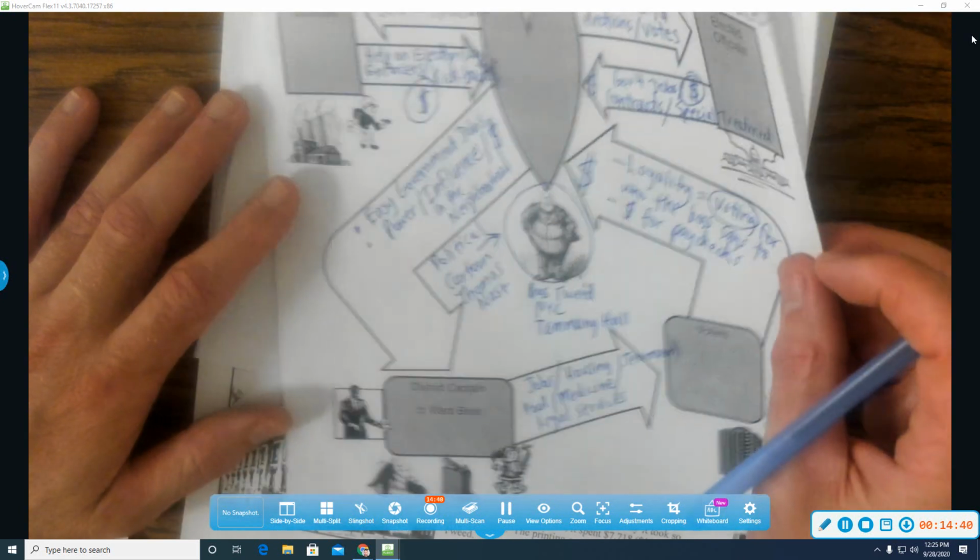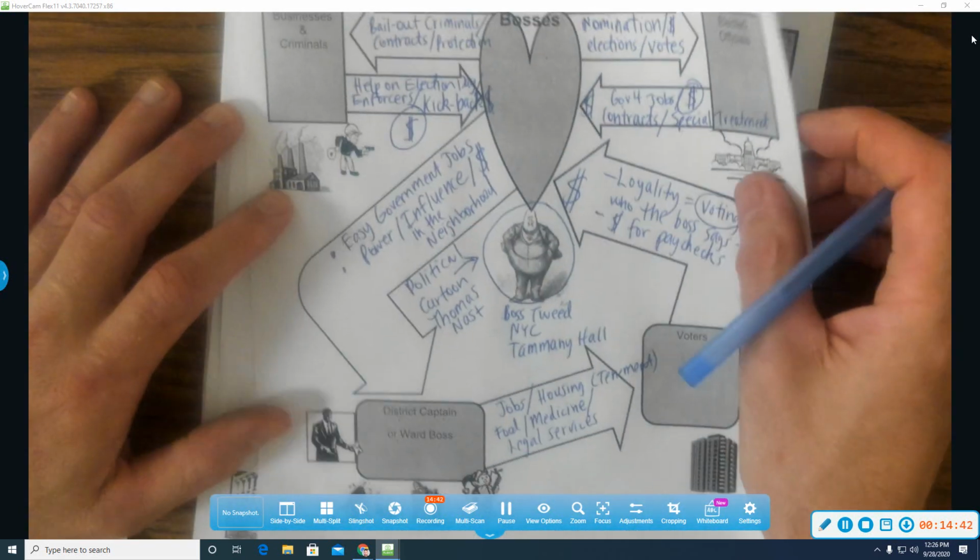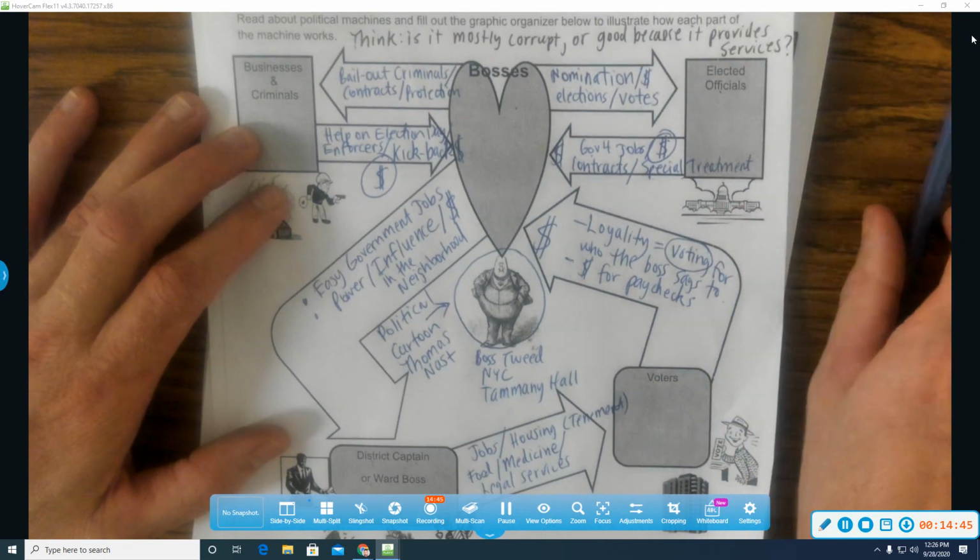All right. So that is your graphic organizer. That concludes our political machine lesson.